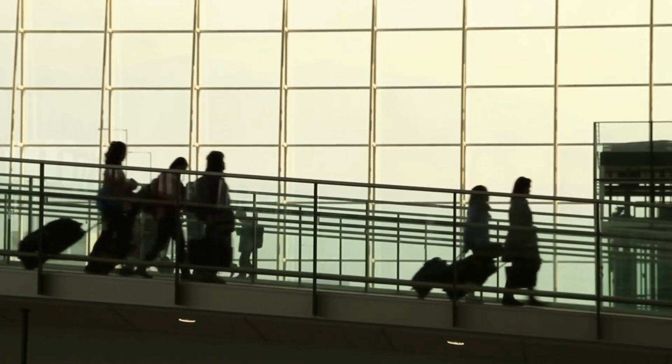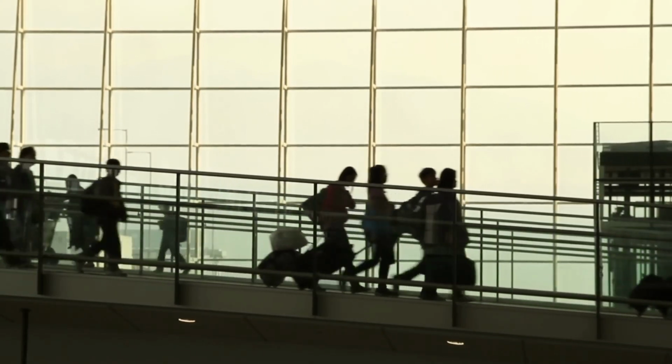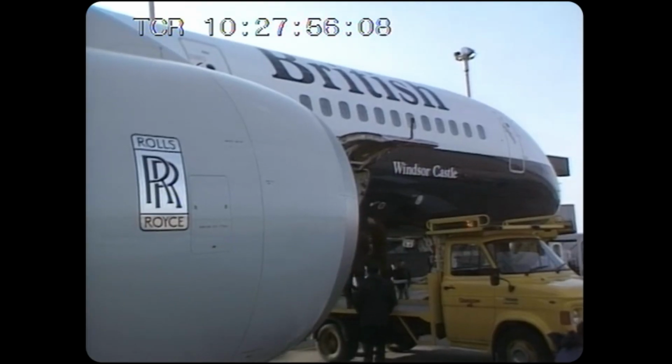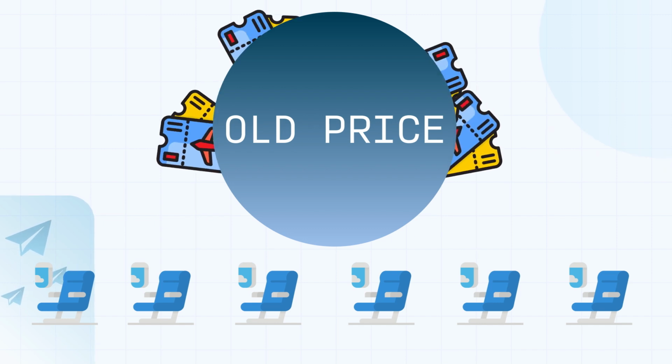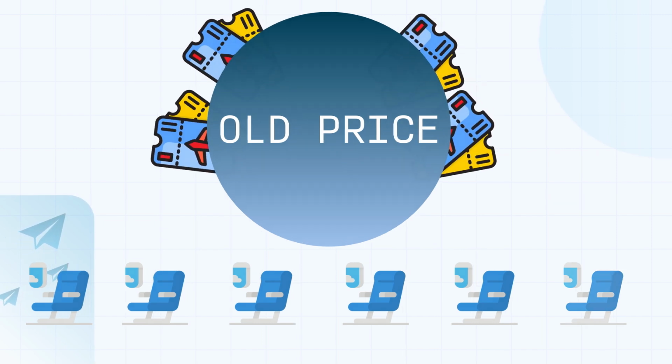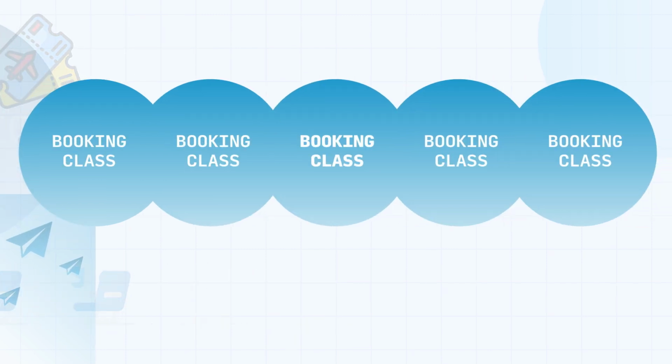And this is where we enter the world of revenue management. In a deregulated market, airlines quickly realized that they could no longer rely on a one-size-fits-all pricing model. Instead, they needed to price tickets depending on people's willingness to pay. The solution was to create a complex system of booking classes, also referred to as fare classes or fare buckets.